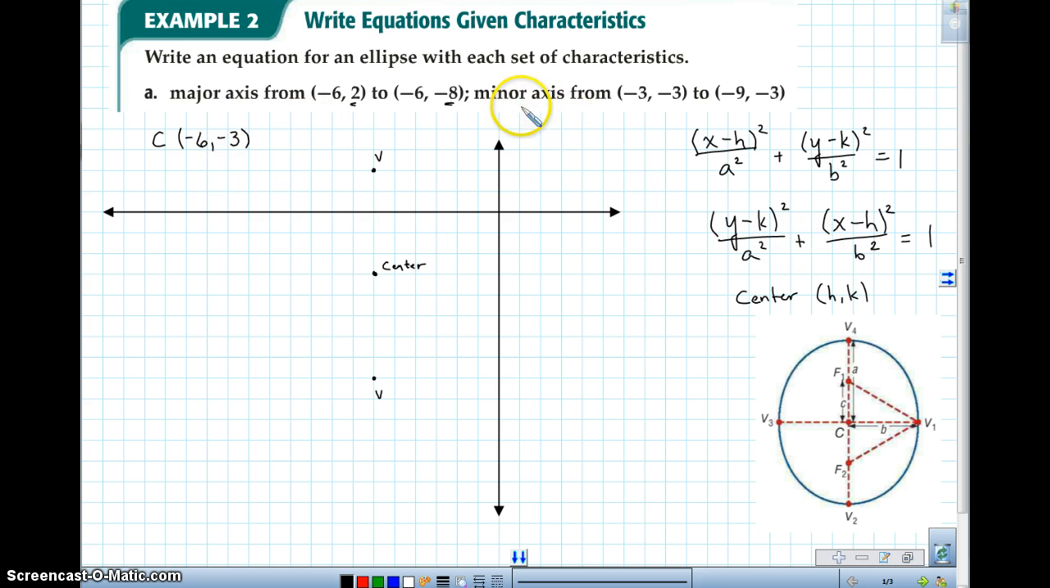But we're going to need to use our minor axis to help us find the b for our standard form. So I'm going to plot the minor axis coordinates, negative 3, negative 3, and negative 9, negative 3. These are our co-vertices, so I'll label those as CV and CV. And now we can go ahead and graph our ellipse.